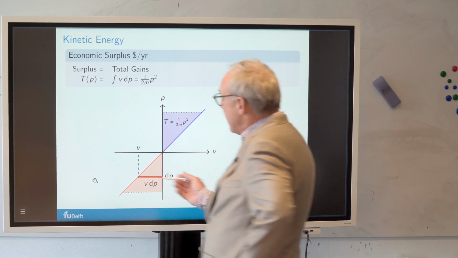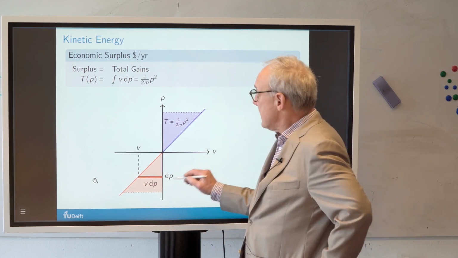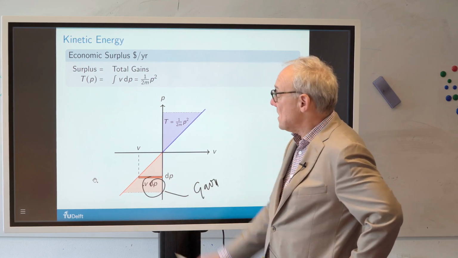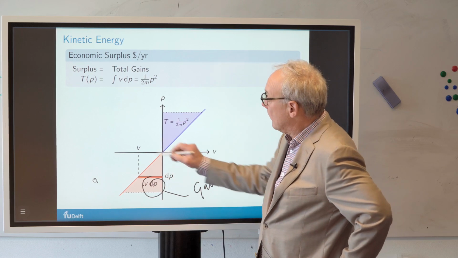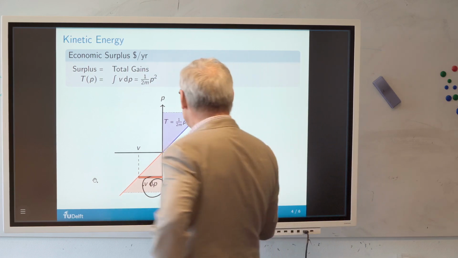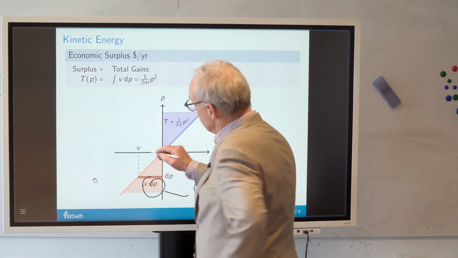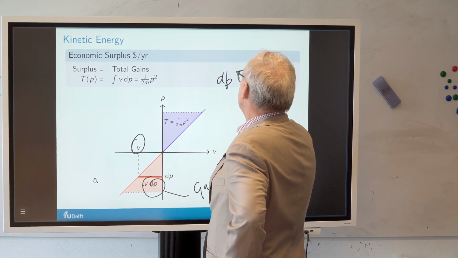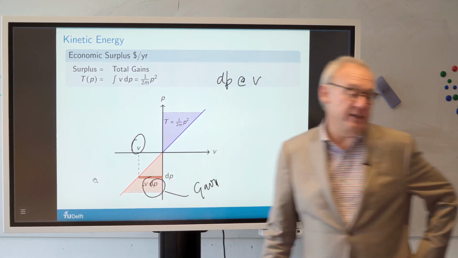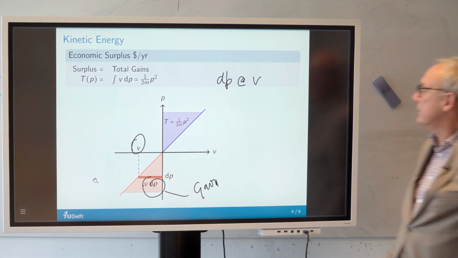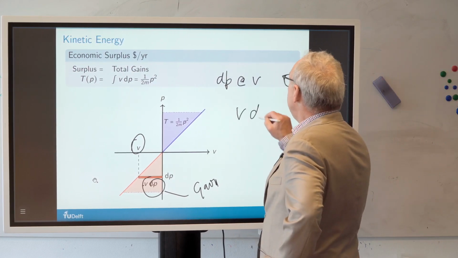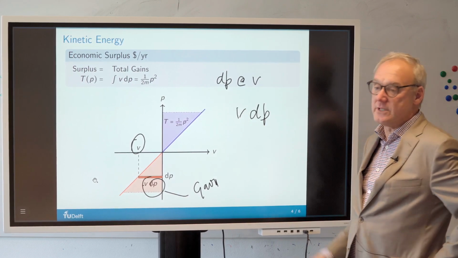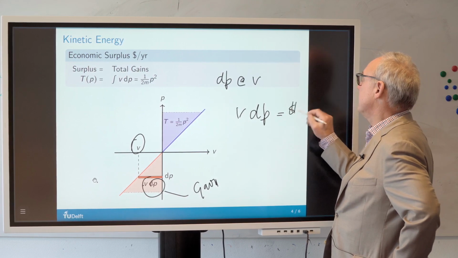So we can actually graph this stuff, right? So this is a gain. You take a price margin and multiply it by your sales amount. So at this margin, at V, dP is the price change margin at sales volume V, right? Okay, it will give me a gain of dP over this amount. So this is an incremental gain measured per time.